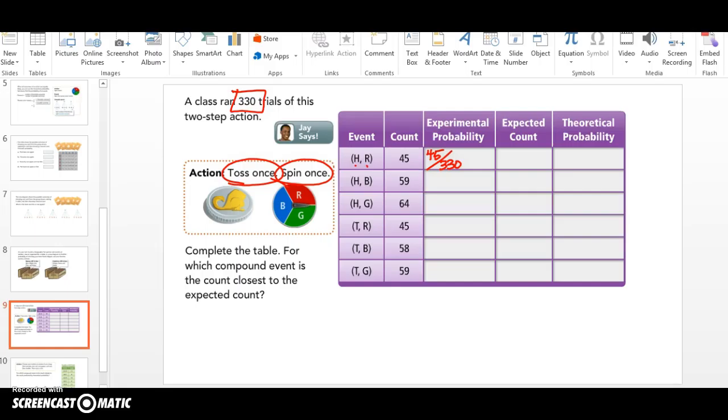Okay, now we need to figure out what the theoretical probability is. What should happen in theory when I perform this experiment? So I think on this one, creating the tree diagram is probably the easiest. So let's create your tree diagram. Or sorry, not tree diagram.